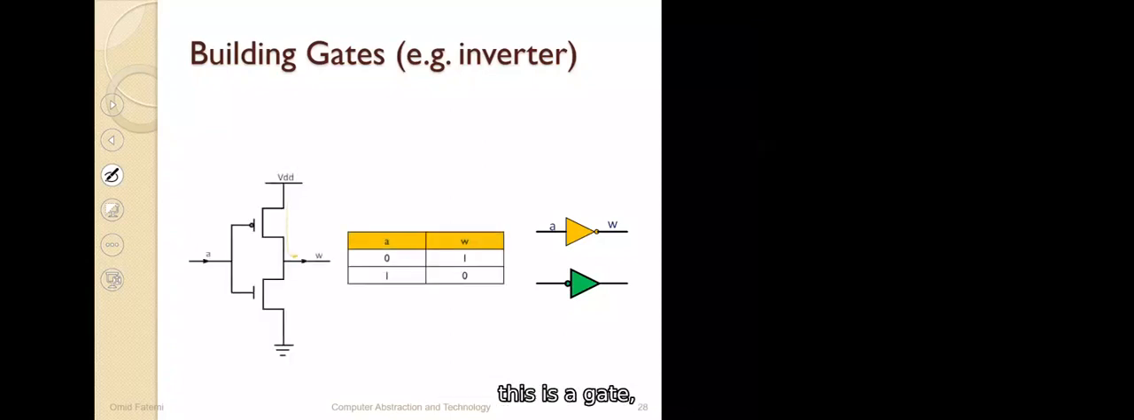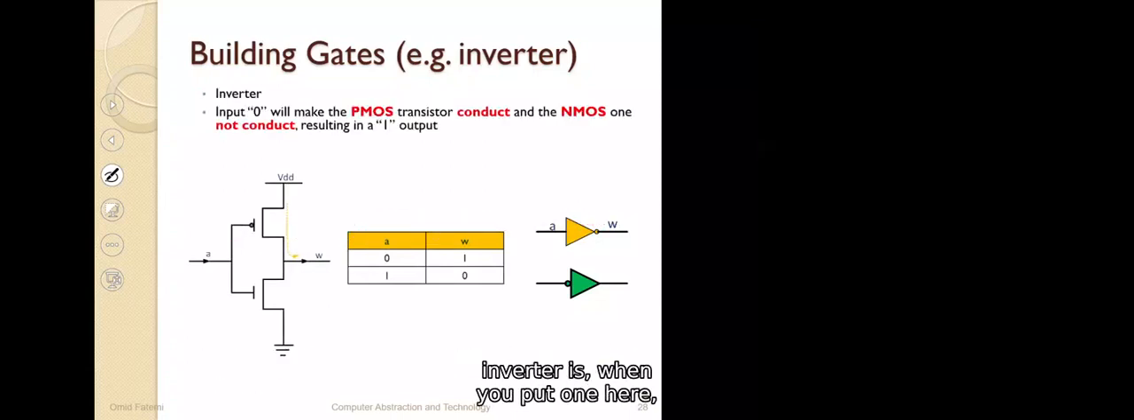For example, this is a gate, an inverter gate. An inverter is when you put one here, you get zero here. When you put zero here, you get one. And it has been implemented using two transistors, one NMOS, one PMOS. You haven't seen that yet? Have you seen it in any courses? No, so don't worry about it. I just want to give you some pictures, not necessarily in the material of the course.